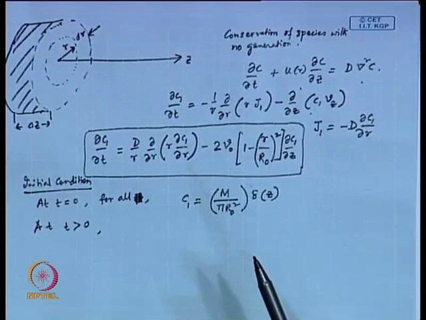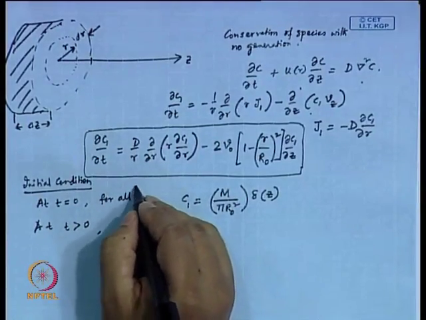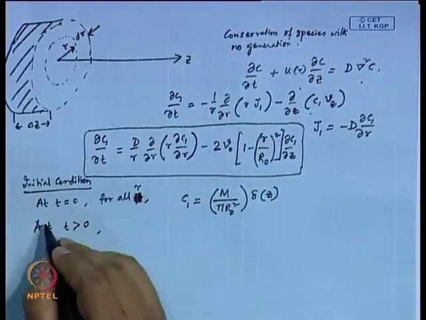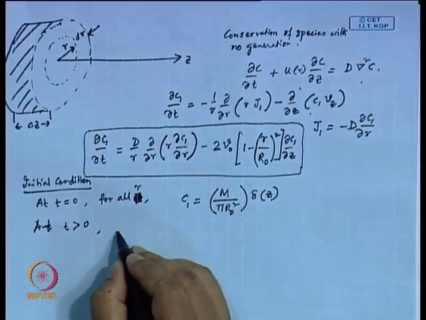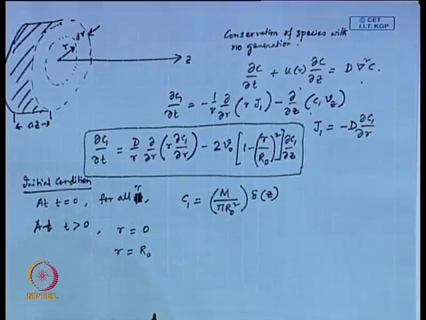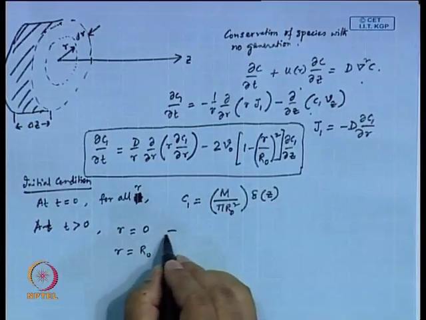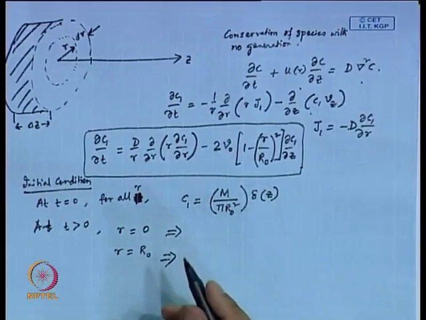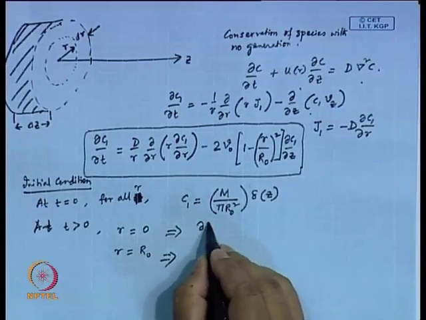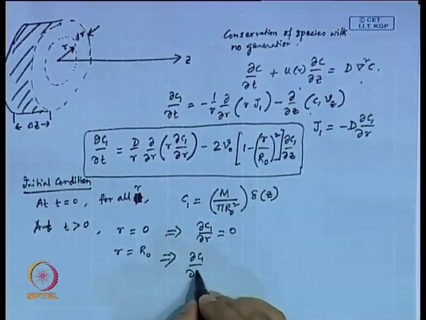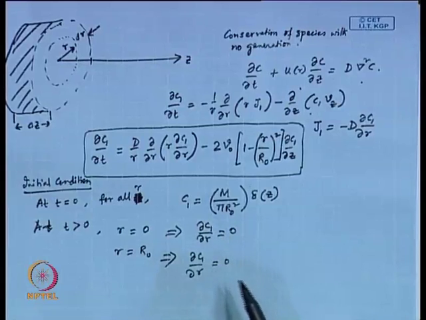You want to call this for all r. Yeah, for all r, okay. And for t greater than 0, for r equal to 0 and r equal to r 0, can you tell me then in that case what would be the conditions here? Let me tell you. Since we are in this mode, at r equal to 0 you have del C 1 del r equal to 0, and here also we have del C 1 del r equal to 0.